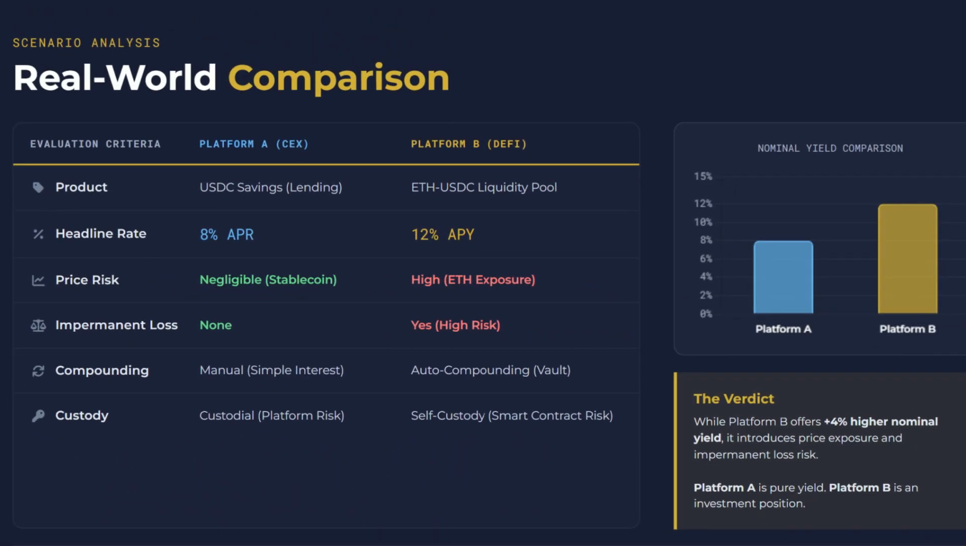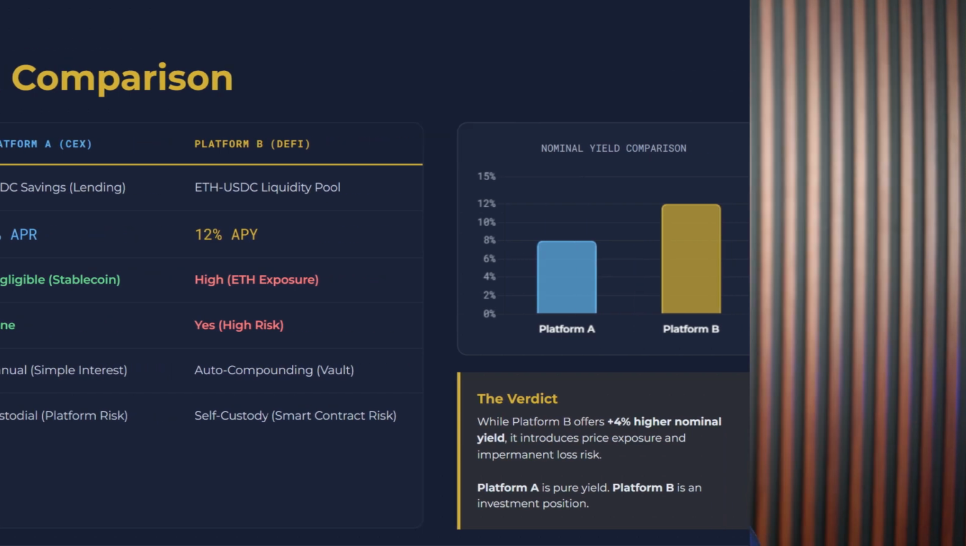It depends on structure. Let's say platform A offers 8% APR on USDT through a centralized exchange, and platform B offers 12% APY in a decentralized liquidity pool. Most beginners look at 12% and think that is obviously better. But experienced investors ask even better questions.